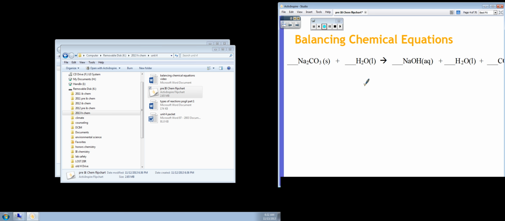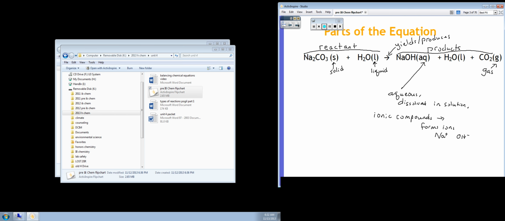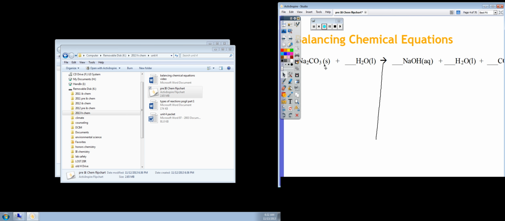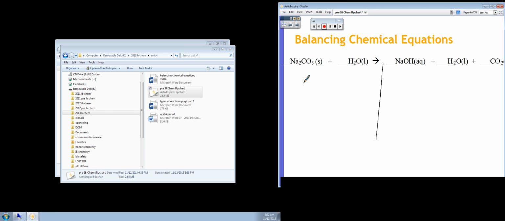The next thing you should be able to do with any chemical equation is to balance it. The law of conservation of mass says that mass cannot be created or destroyed. So the total mass on this side has to equal the total mass on the other side. Our first step is to find out how many atoms we have on each side. So we have sodium, carbon, oxygen, and hydrogen, and we will have the same ones on the other side.